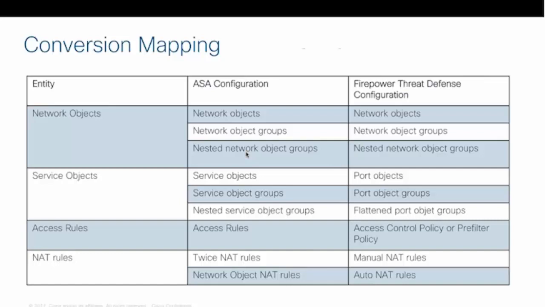But when it comes to service objects, the migration tool will convert them as port objects, and for service object groups, it will be converted as port object groups, and nested service object groups will be converted as flattened port object groups. For access control rules in the ASA configuration file, it will be converted either into access control policy rule or pre-filter policy rule depending upon the option we select under the migration option. With NAT rule, the migration tool will migrate or convert twice NAT rule as manual NAT rules, and network object NAT rules will be converted as auto NAT rule in the migrated configuration file.